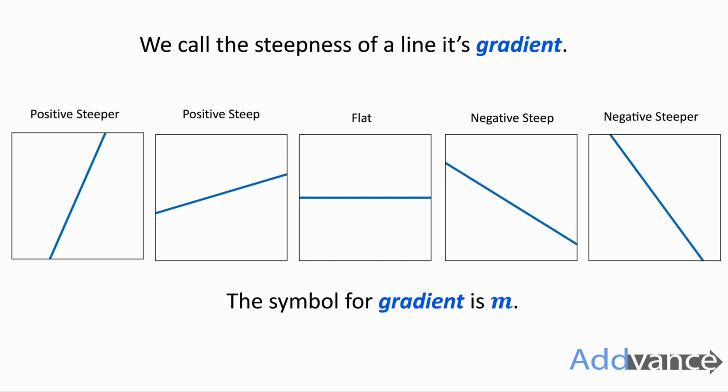The word steeper could be replaced by the word gradient. Whether we call it the steepness of a line, it's gradient. And the symbol for gradient is m. So in maths, when we talk about the word gradient, we use the letter m.